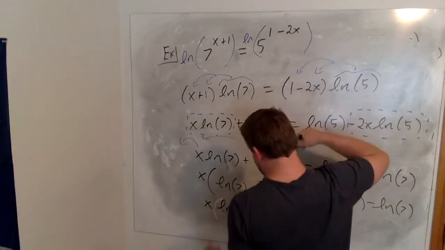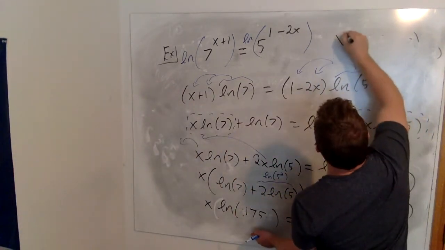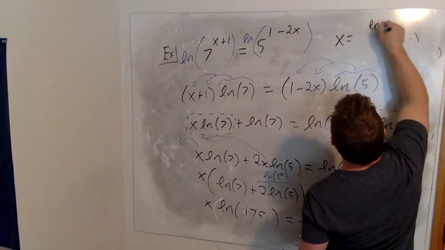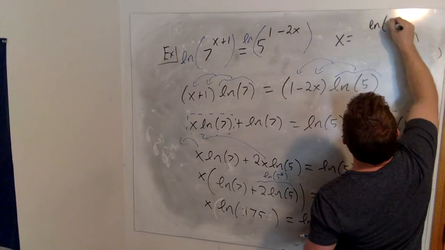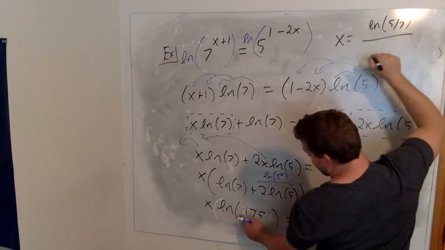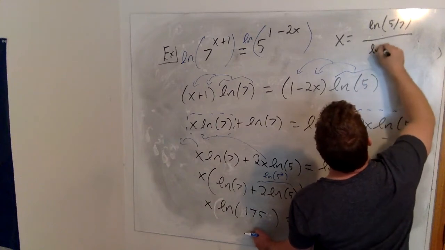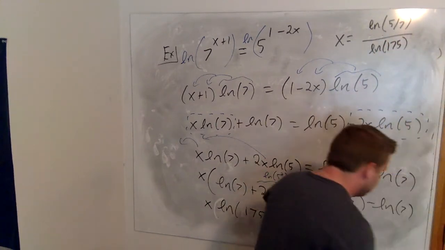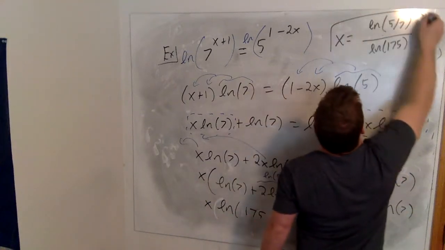So up here, I'm going to write the solution. We have that our solution, x, will be the natural log of 5/7 divided by the natural log of 175. And this is our exact answer.